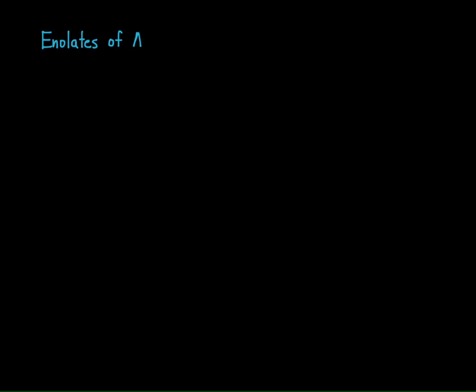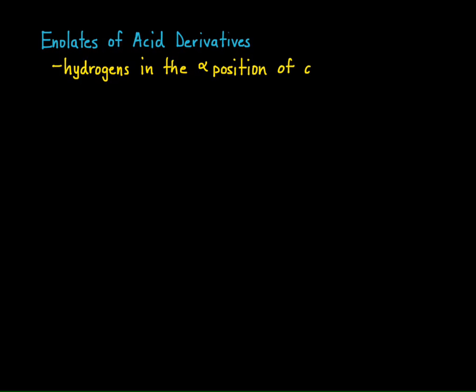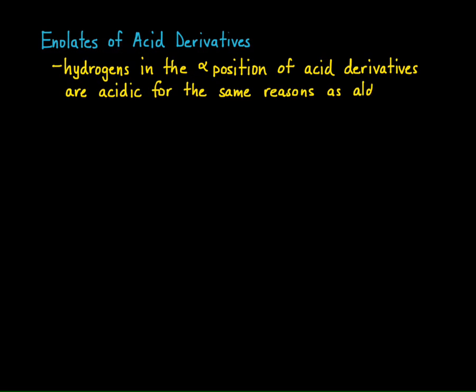Okay, now there are also enolates of acid derivatives. What we're going to see is that hydrogens in the alpha position of acid derivatives are also acidic for the same reason as aldehydes and ketones. Just to review and refresh your memory, I know we just saw this, but it's always good practice to draw the enolates.